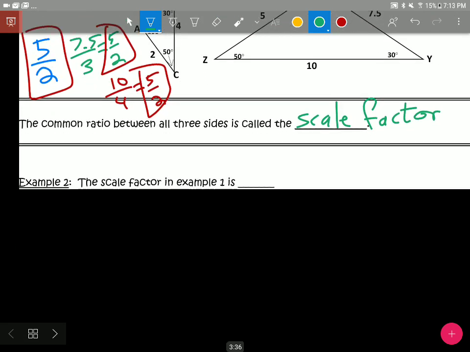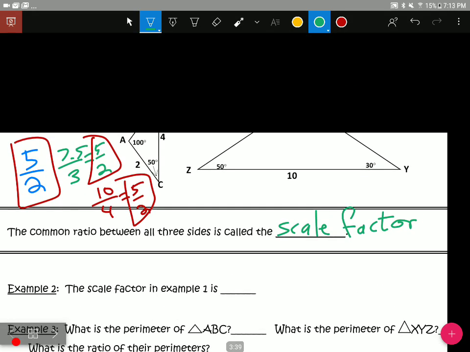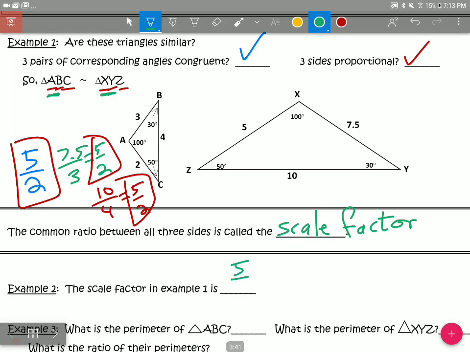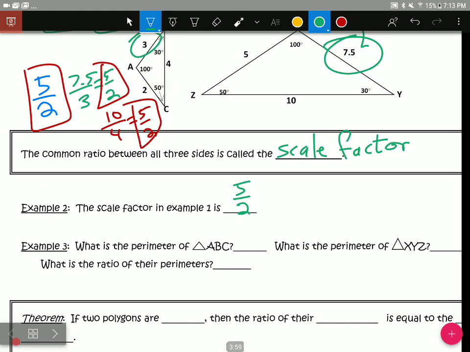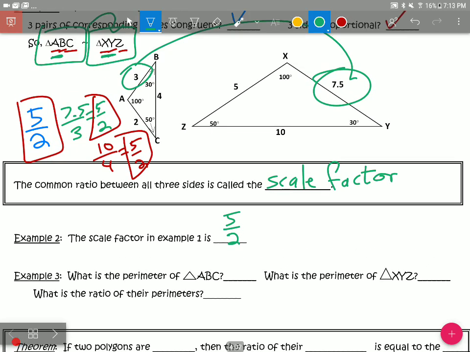Example 2. The scale factor in number 1 is 5 halves. That's what I have to multiply the original by to get the new one. I have to multiply the 3 by 5 halves to get to 7.5. What is the perimeter of ABC? 4, 5, 6, 7, 8, 9. What is the perimeter of XYZ? 10, 15 plus 7 is 22.5.